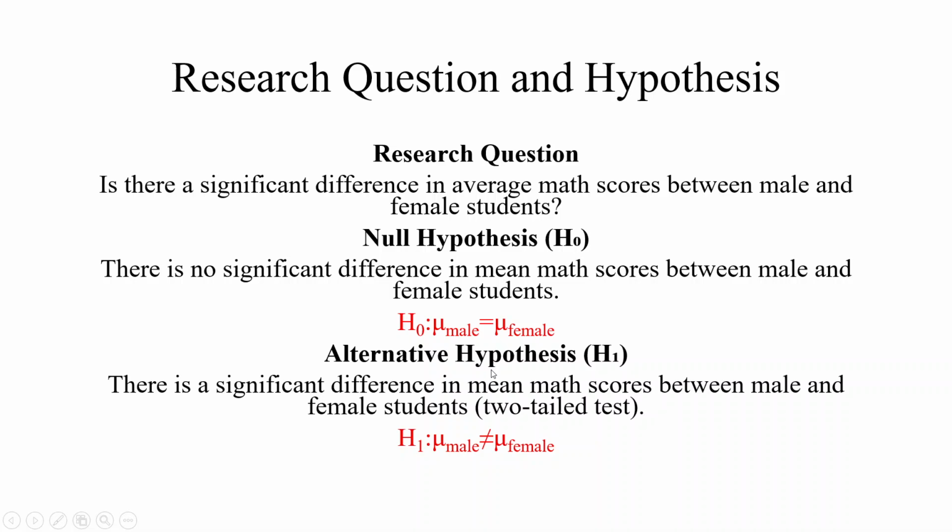What is a research question? Is there a significant difference in average math scores between male and female students? Null: there is no significant difference in mean math scores between male and female students. So H0: mu male is equal to mu female. Alternative: there is a significant difference in mean math scores between male and female students. So it's a two-tailed test. H1: mu male is not equal to mu female.